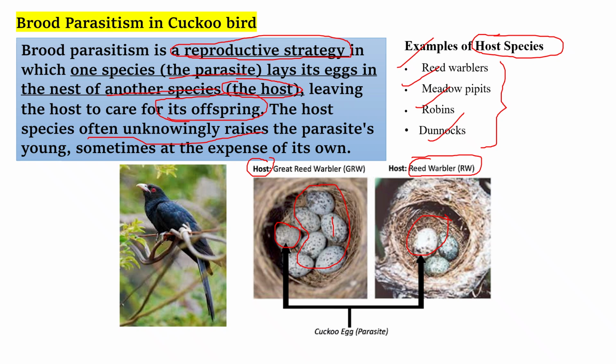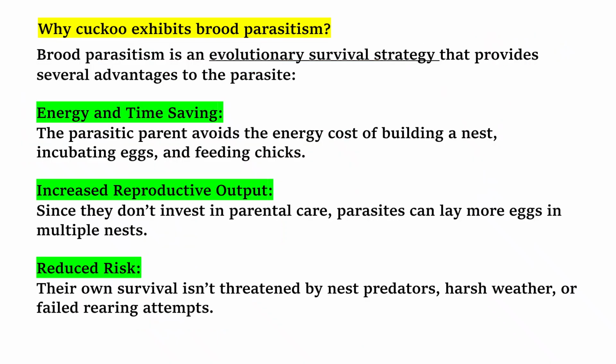Okay, so are you able to recognize the difference? No, you will not come to know which is the cuckoo's egg and which is the host egg, that is the great reed warbler's egg. Okay, you cannot tell which egg belongs to which, because they are morphologically similar. They look similar, so it cannot be identified. And therefore the warbler or whichever host bird it is will consider that this is their own egg, and they will raise that, they will incubate that egg, they will raise the young one, etc., etc. Okay, so let us see why cuckoo exhibits brood parasitism.